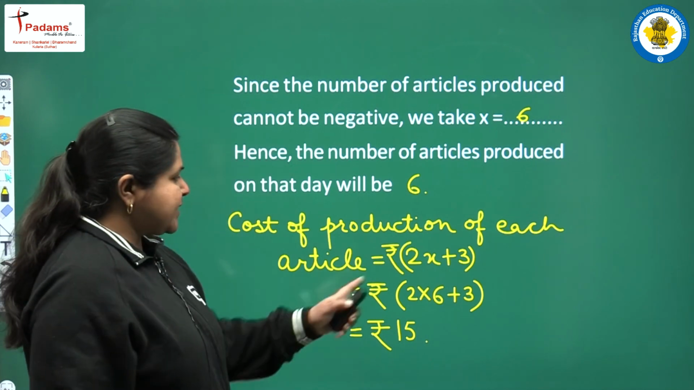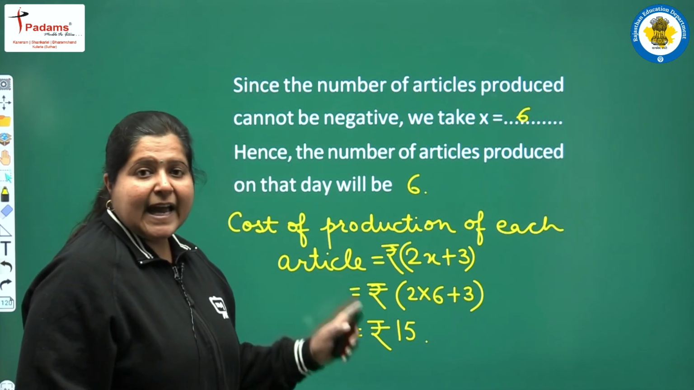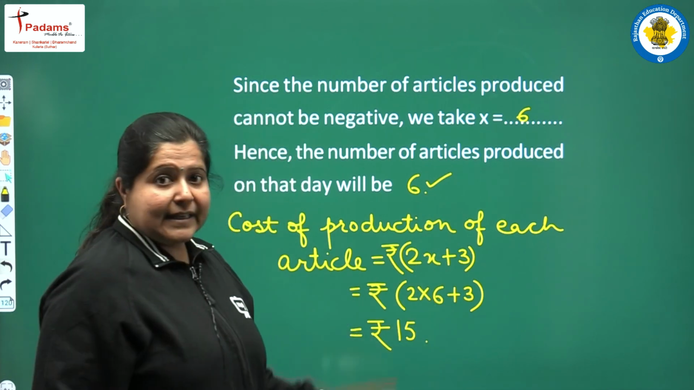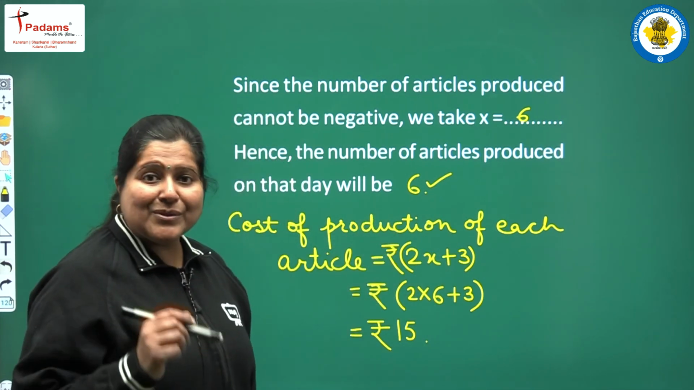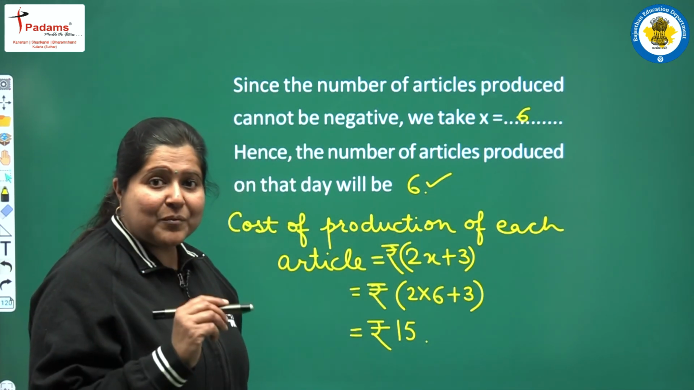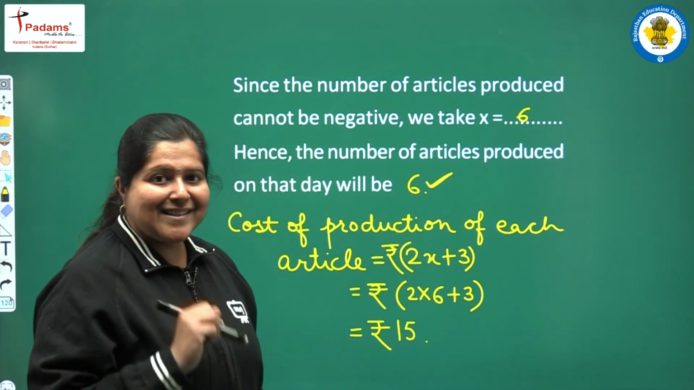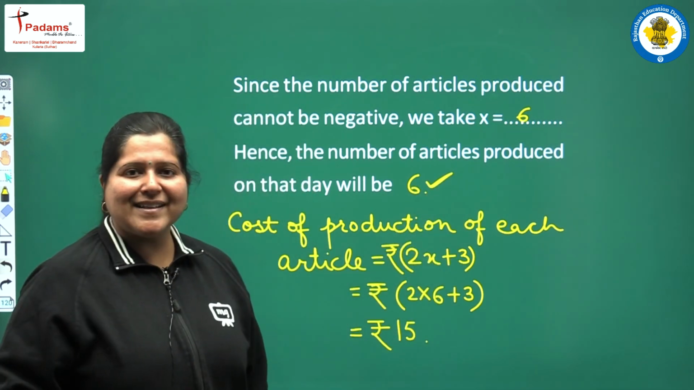So, the cost of production of each article is rupees 15 and the number of articles produced on that day is 6. Now, their product is coming equal to 90, which is the cost of production of all these 6 articles. So, our condition is getting satisfied and so our answer is correct.